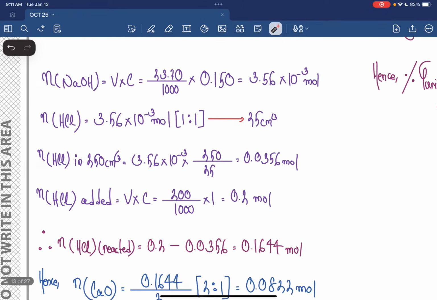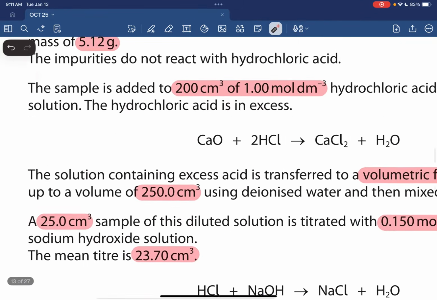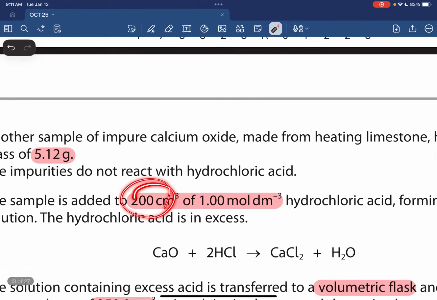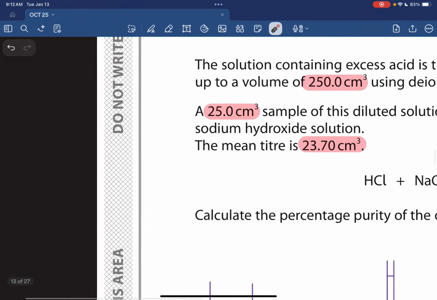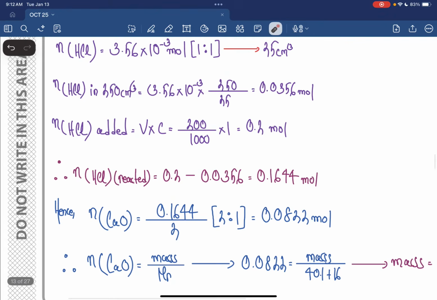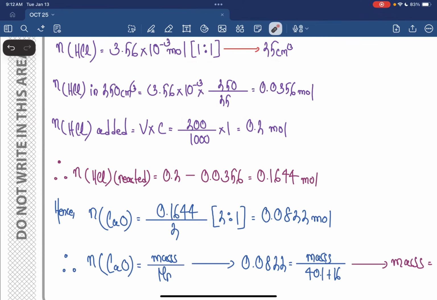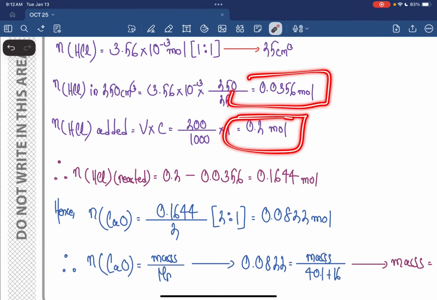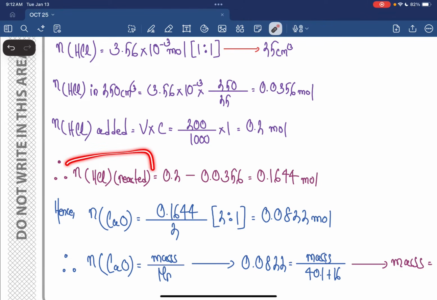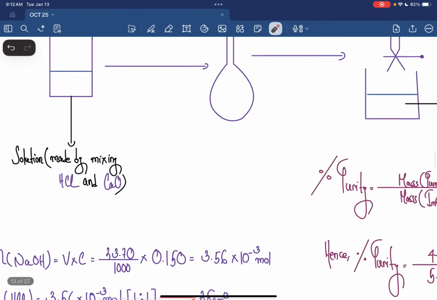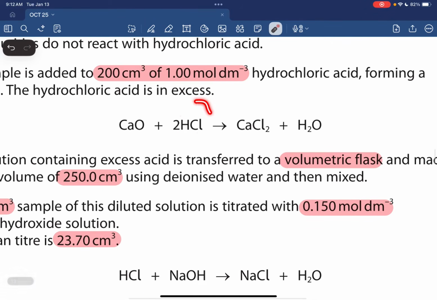Now, what was the moles of HCl that was added initially? The moles of HCl that was added initially was 200 centimeter cube of this, right? So this should be converted into dm cube. So the moles of HCl that was added initially was this, and this was the moles of HCl in 250 centimeter cube. Now you could subtract the value of this from the initial value to figure out the number of moles that actually reacted.